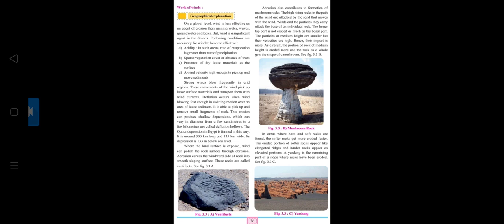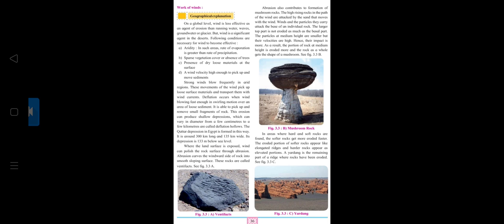Deflation occurs when wind blowing fast enough in a swirling motion over an area of loose sediment is able to pick up and remove small fragments of rock. This erosion can produce shallow depressions. Shallow means at surface level, not very deep, which can vary in diameter. So they can vary in their size. Diameters from a few centimeters to a few kilometers are called deflation hollows.